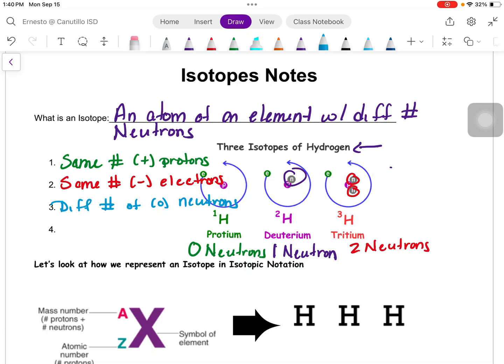Even though these have the same number of protons and electrons, they're still the same atom. They're all still hydrogen, regardless of the fact that they have different numbers of neutrons. Because they have the same number of protons and the same number of electrons, all isotope properties remain the same. They will not react differently. They will not behave differently. They're all going to behave exactly like one another. Again, the only difference is the number of neutrons.